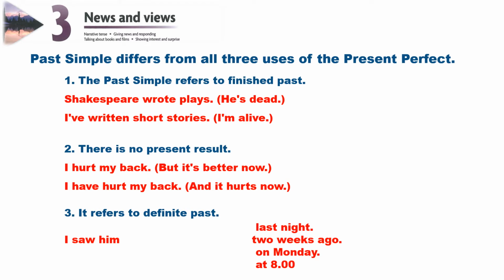Number three, past simple refers to definite past. It means that there is a limited time when I'm talking about something. For example, I saw him last night. So there's a definite time. I give a definite time: last night, or I saw him 2 weeks ago, or I saw him on Monday, or I saw him at 8 o'clock. So I give a definite time when I talk about when I saw him.